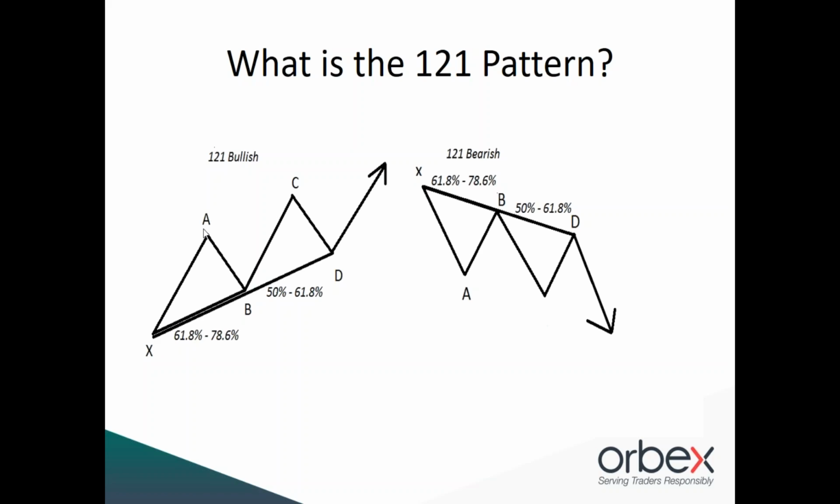from X to A, a retracement lower, giving us our A to B leg, which completes into a 61.8 to 78.6% retracement of the X to A leg. And then from this point here, we get another move higher, breaking above that XA leg, trading all the way up to give us our B to C point.